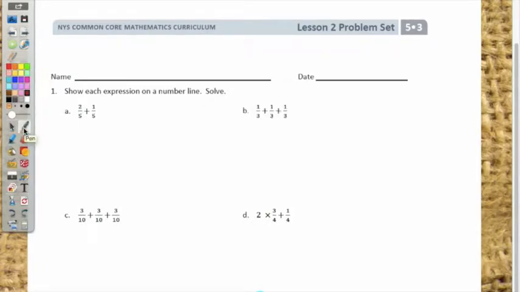We're just adding fractions on a number line. That's all we're doing, okay? This first part is just like the exit ticket. Here we go.